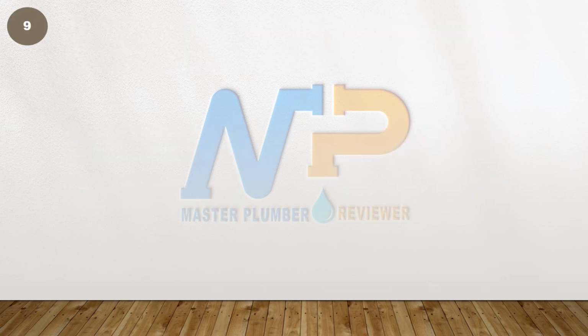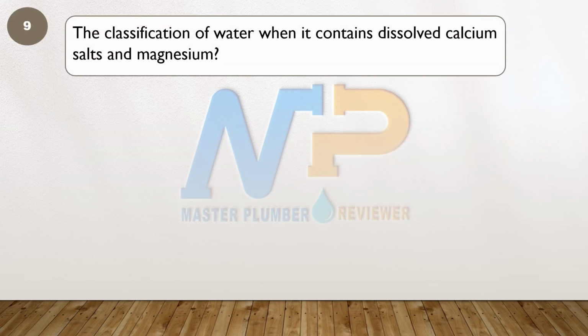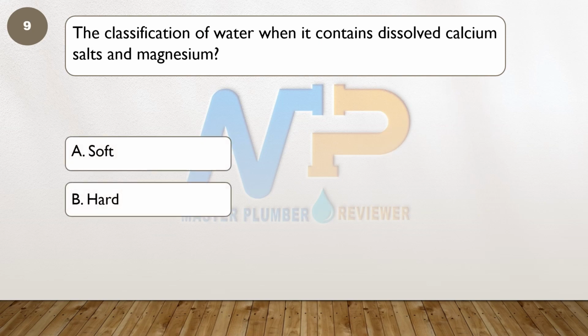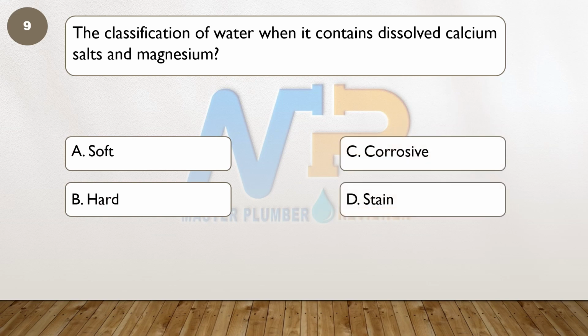Number 9. The classification of water when it contains dissolved calcium salts and magnesium. A. Soft. B. Hard. C. Corrosive. D. Stain. The answer. It's B. Hard.